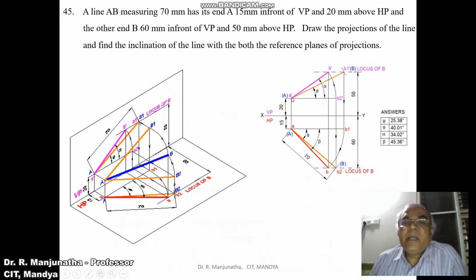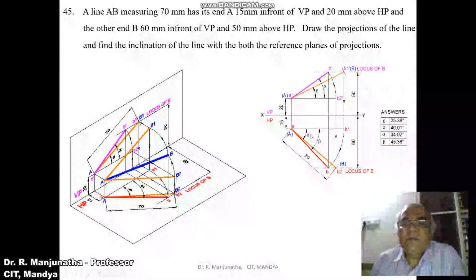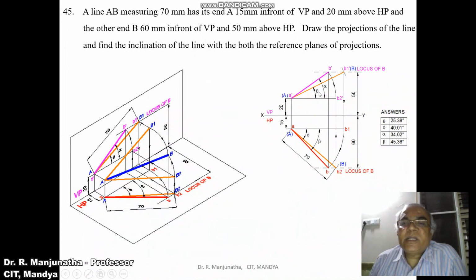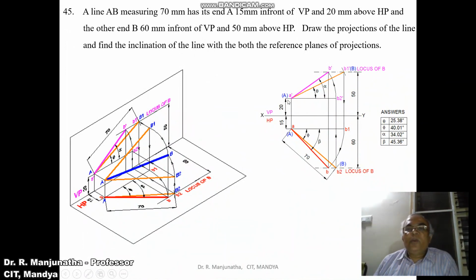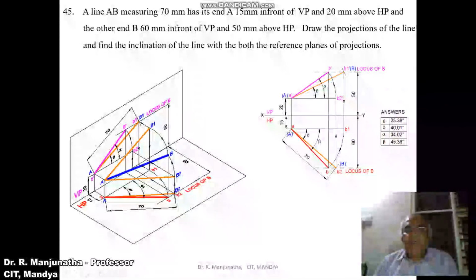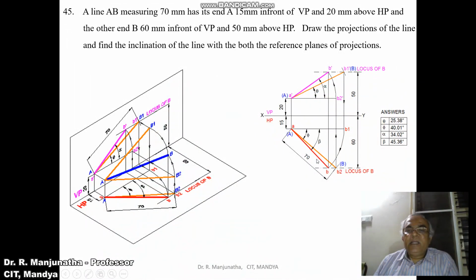So join A dash B1 dash a little bit thicker than the XY line, and join A dash B2 dash a little bit thicker than the XY line here. Then you mark the inclination, which is phi here and which is theta here. You need to determine that inclination. Now we want to find out the apparent inclination in the top view.